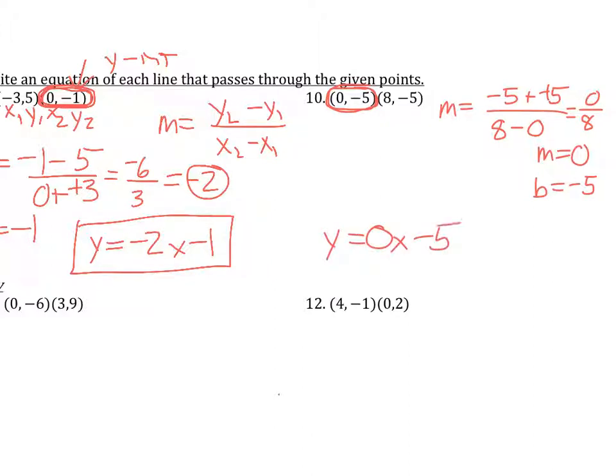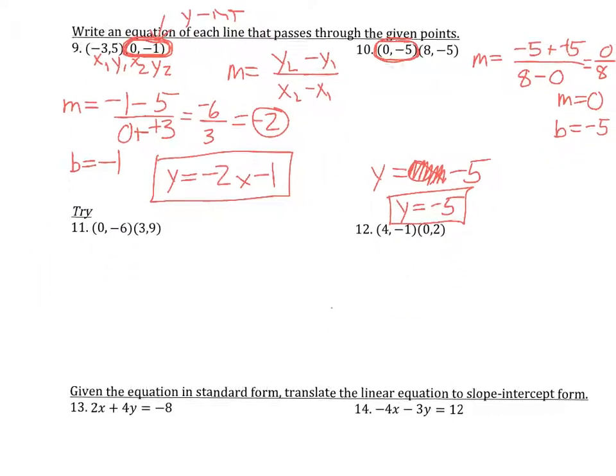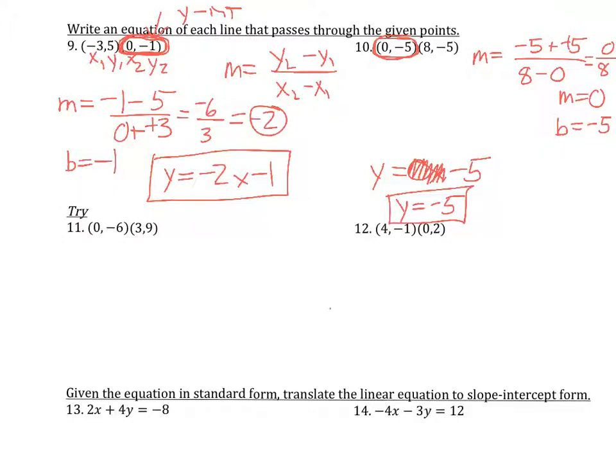Okay, and just as a side note, I won't take points off if you don't do this, but if you ever have a 0 slope, remember 0 times anything is 0, so that's going to wipe that out. You can write it as just y = -5. That is an acceptable form to write that in. Okay? Okay, so go ahead and pause the video, try 11 and 12, and then you can play when you're ready for me.